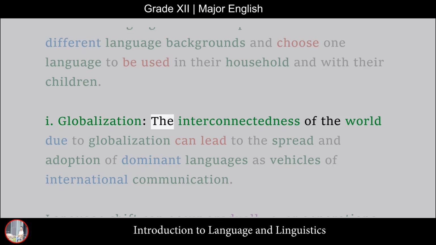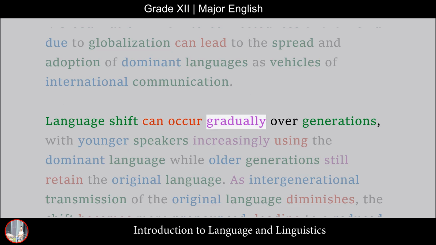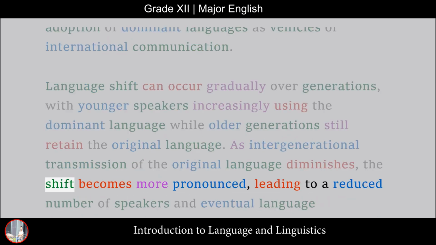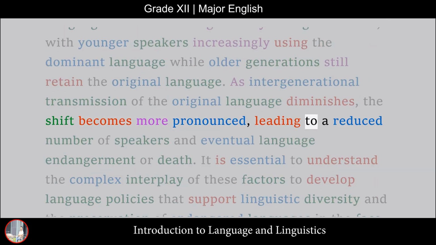I. Globalization. The interconnectedness of the world due to globalization can lead to the spread and adoption of dominant languages as vehicles of international communication. Language shift can occur gradually over generations, with younger speakers increasingly using the dominant language while older generations still retain the original language. As intergenerational transmission of the original language diminishes, the shift becomes more pronounced, leading to a reduced number of speakers and eventual language endangerment or death.